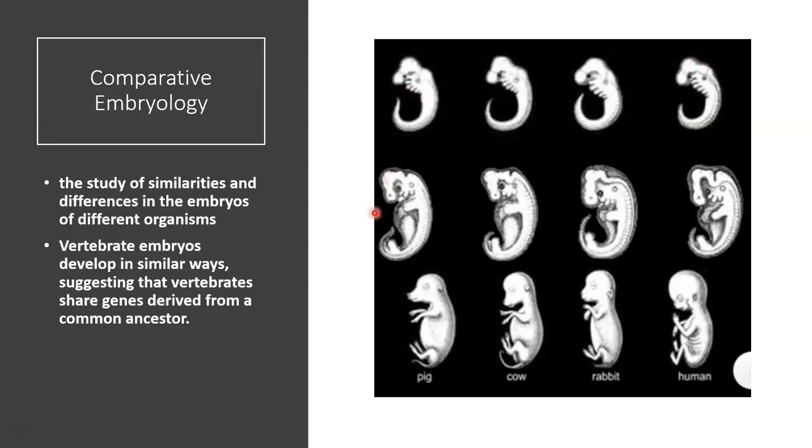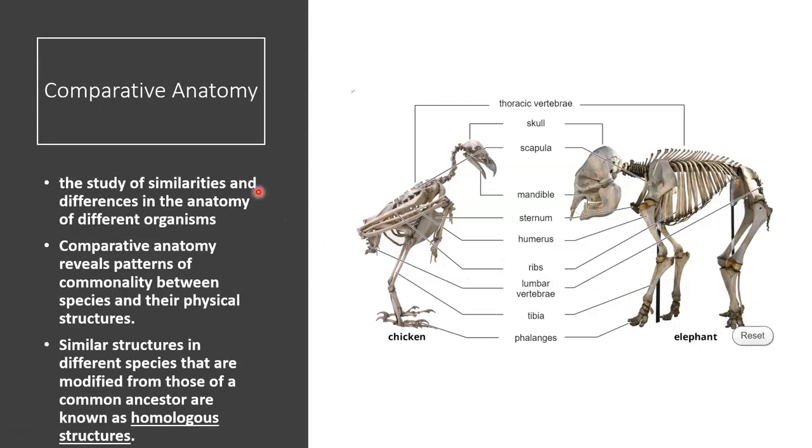And still in the middle stages of development, these embryos look very similar. And it isn't until the later stages of development that they start to differentiate. So that's comparative embryology. Comparative anatomy is the study of similarities and differences in the anatomy of different organisms. Comparative anatomy reveals patterns of commonality between species and their physical structures. Similar structures in different species that are modified from those of a common ancestor are known as homologous structures.